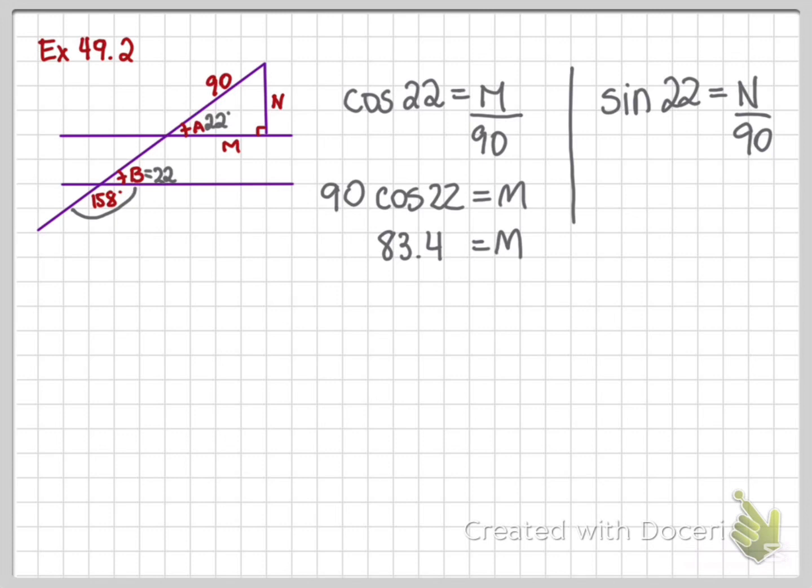For N, we do the same. We pass the 90 to multiply the sine 22. Remember, sine 22 is a number. And then that equals N. And if we put that in the calculator, we get 33.7.